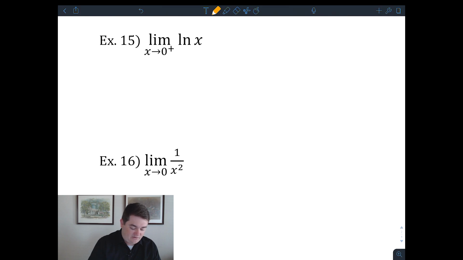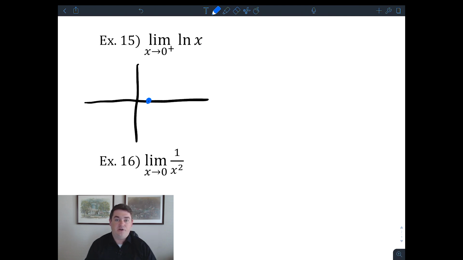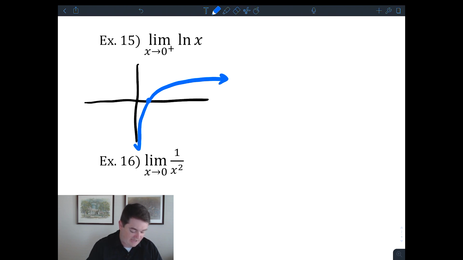Okay. Example 15. Find the limit as x approaches 0 from the right of natural log x. Okay. This is one where it really helps to know what the graph looks like. The graph of natural log x crosses through the point (1, 0), grows very slowly as it moves to the right, and sticks to the axis as it moves to the left. So knowing what the graph looks like, knowing that as it gets closer and closer to the y-axis, it shoots down to negative infinity, I know the value of this limit is negative infinity, therefore does not exist.